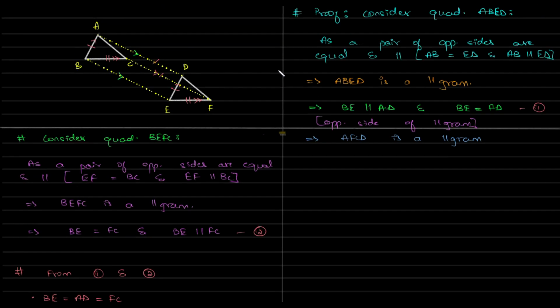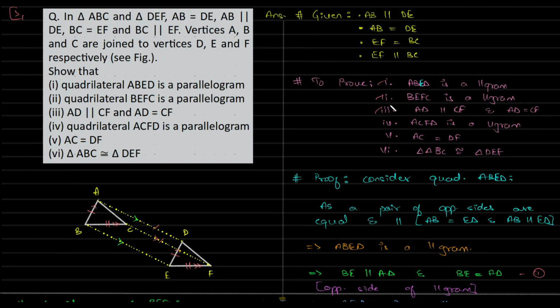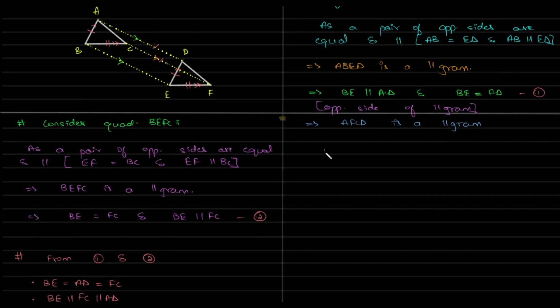Okay. So what is the next thing? This is done. AC is equal to DF. Yes, we can tell that. So AC is equal to DF and AC is parallel to DF. Reason, opposite sides of a parallelogram. Okay. So we just proved that this is also equal to this.